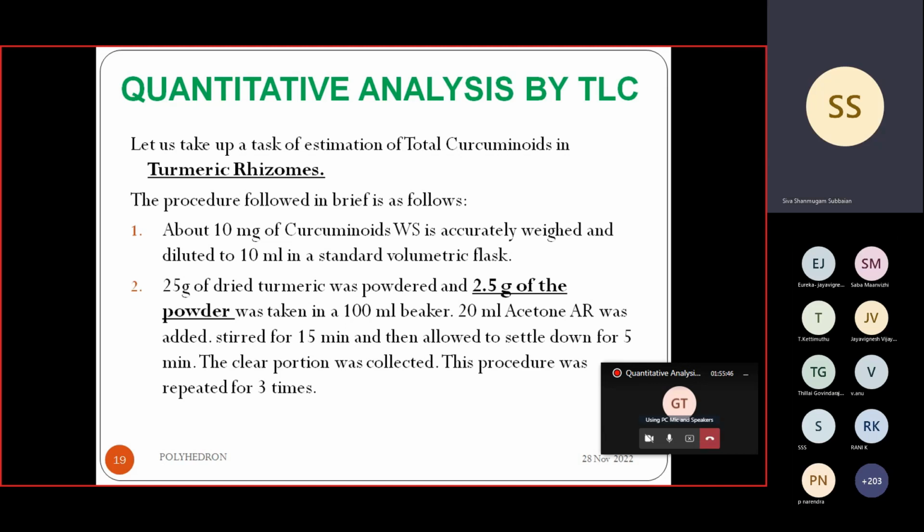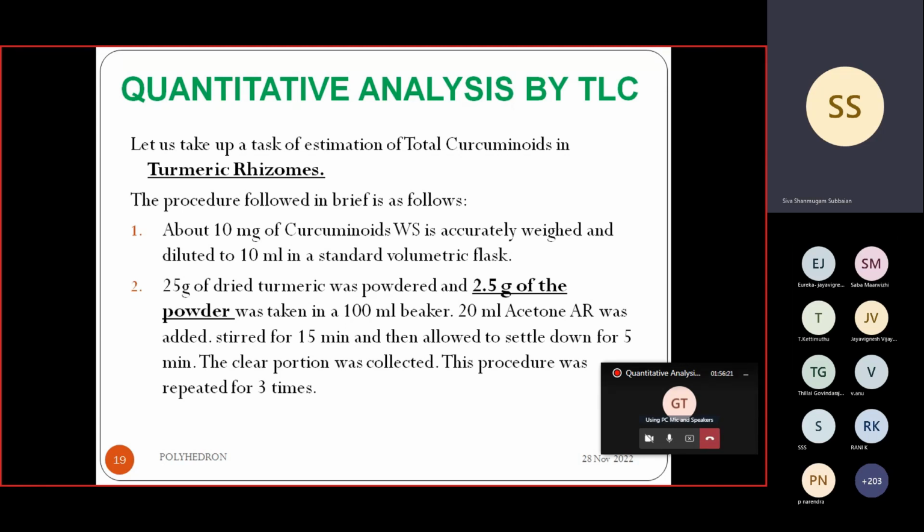Let us take the working standard first. 10 mg of curcuminoids working standard is accurately weighed and diluted to 10 ml in a standard volumetric flask. That is, it is 1 mg per ml. Then I'm taking a sample, the dry turmeric. We are going to estimate the total curcumin present in that turmeric sample. We take 25 gram of dry turmeric, powder it, and 2.5 gram of that powder is taken in a 100 ml beaker.